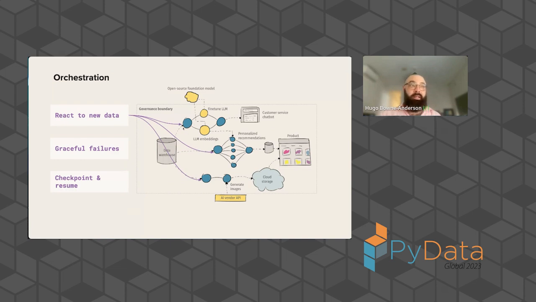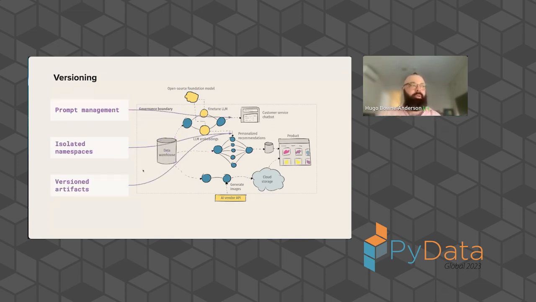We definitely need to still be telling the orchestration story. We need to be reacting to new data. We need to be handling failures gracefully. We need to be able to checkpoint and resume our flows as well. The versioning story is still incredibly important, if not more so.